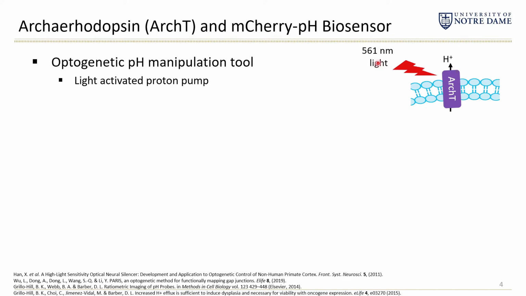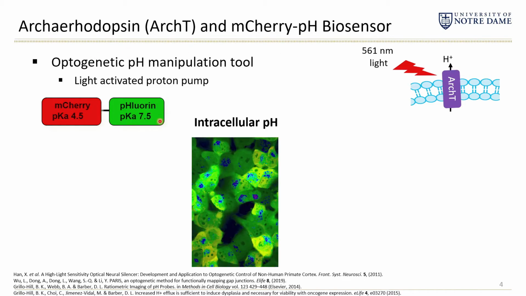In this work, we present Archaerhodopsin, which I'll refer to as ArchT, as an optogenetic tool to manipulate intercellular pH. As you can see on the right here, it's an outward proton pump that is activated by 561 nanometer light. We will pair ArchT with the mCherry-fluorine biosensor. mCherry is pH insensitive, while fluorine is pH sensitive. This allows us to calculate and monitor intercellular pH changes at the single cell level.